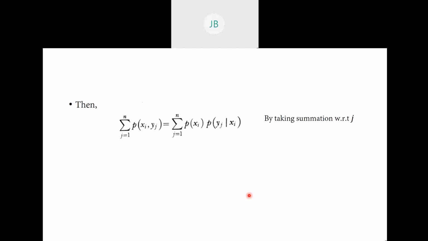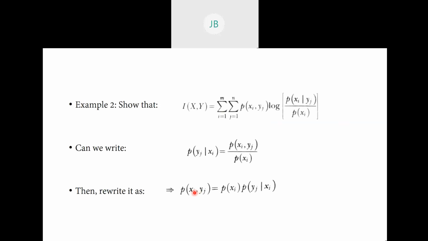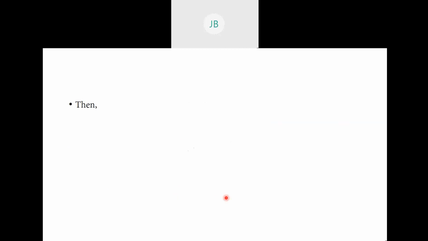Then we have the term summation j is equal to 1 to n. The joint probability between xi yj is nothing but p of xi times the conditional probability of yj. So basically it's nothing but the same earlier equation, with the summations introduced here, because we want to simplify some of the terms. So for the same equation, we have introduced a summation term, taking summation with respect to j on both the sides.